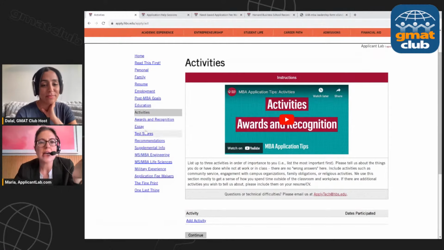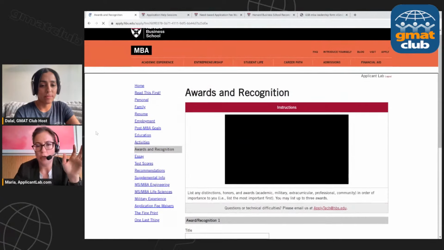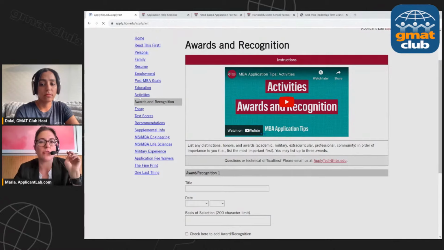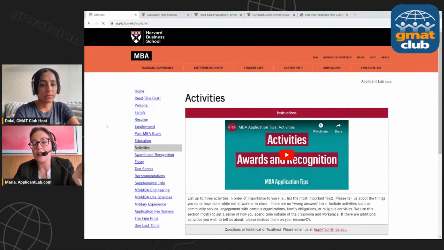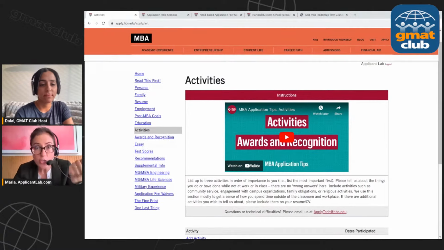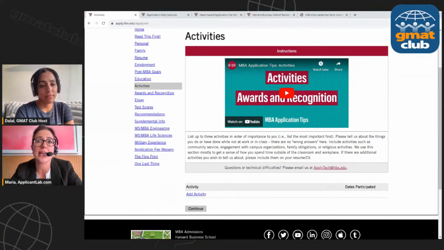So the activities and then the awards and the recognition are very similar sections, insofar as both of them limit you to mentioning 3. So 3 extracurricular activities. This does not have to be a formal thing. For example, if you are heavily involved in your church or mosque or synagogue or temple, whatever it might be, but you're not formally a volunteer, but you're there all the time, yes, you can talk about that. Absolutely. In terms of activities, they really want to get a sense of what you are doing when you're not at work.